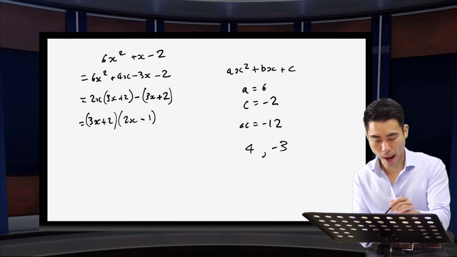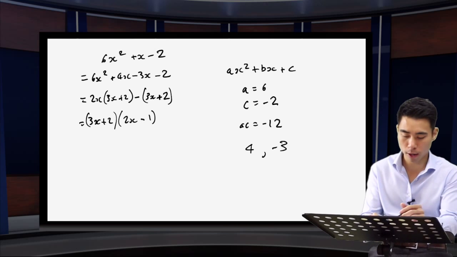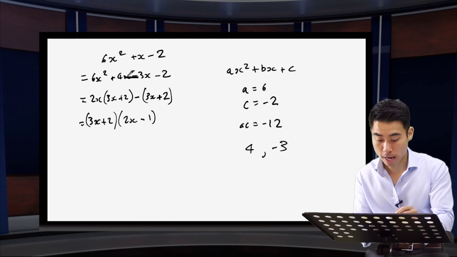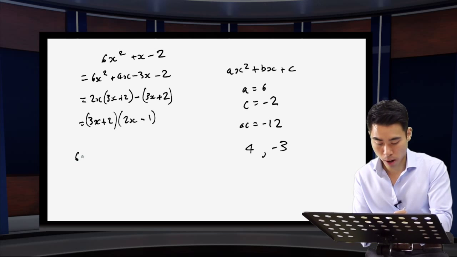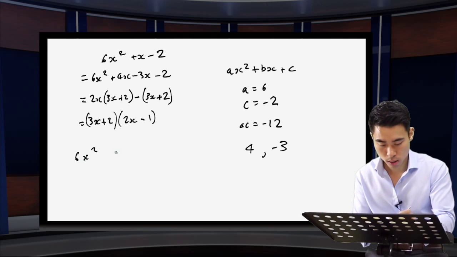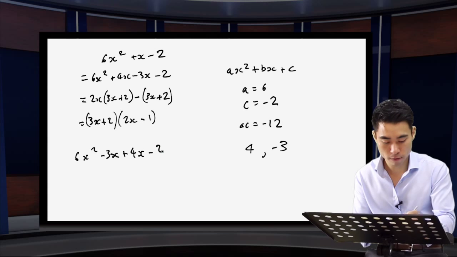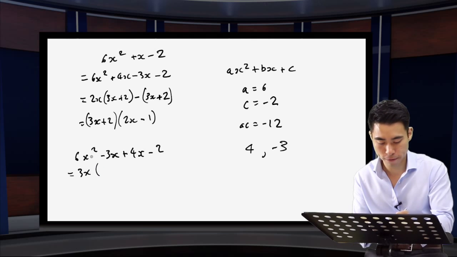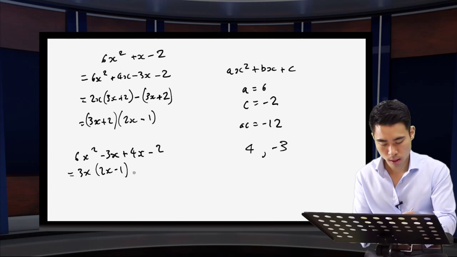So just to prove that this same method would work if I rewrote it. In step number 3, I rewrote my expression like this, with my minus 3x first, rather than my 4x, which will actually give me the same result. So again, I'm going to take out the biggest common factor here. In this case, it's now going to be 3x. I'm going to have 2x here, minus 1 here.